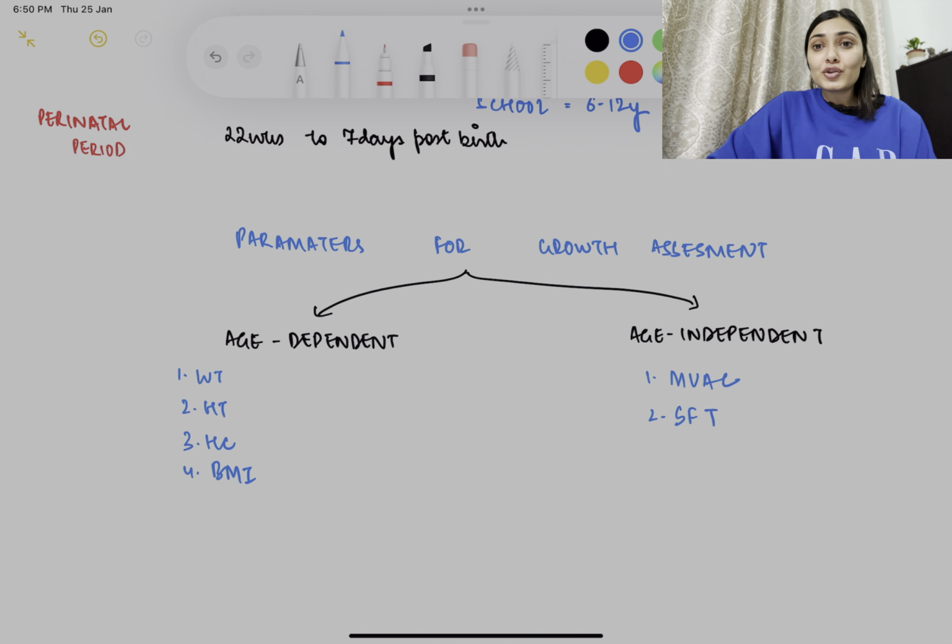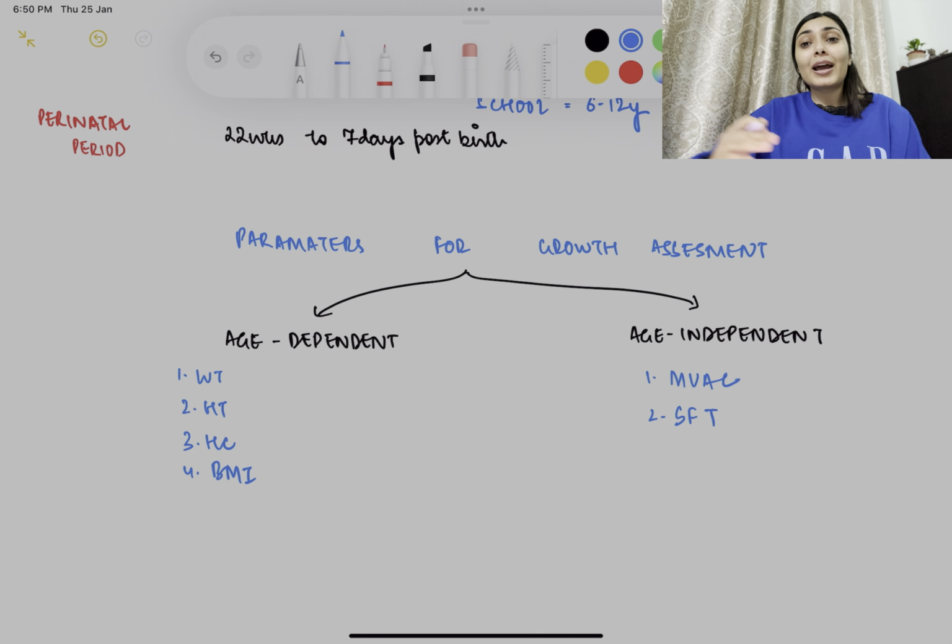Further, in the next section, individually we are going to dissect down into each of these parameters and how a normal child grows and when we are going to label it as abnormal.